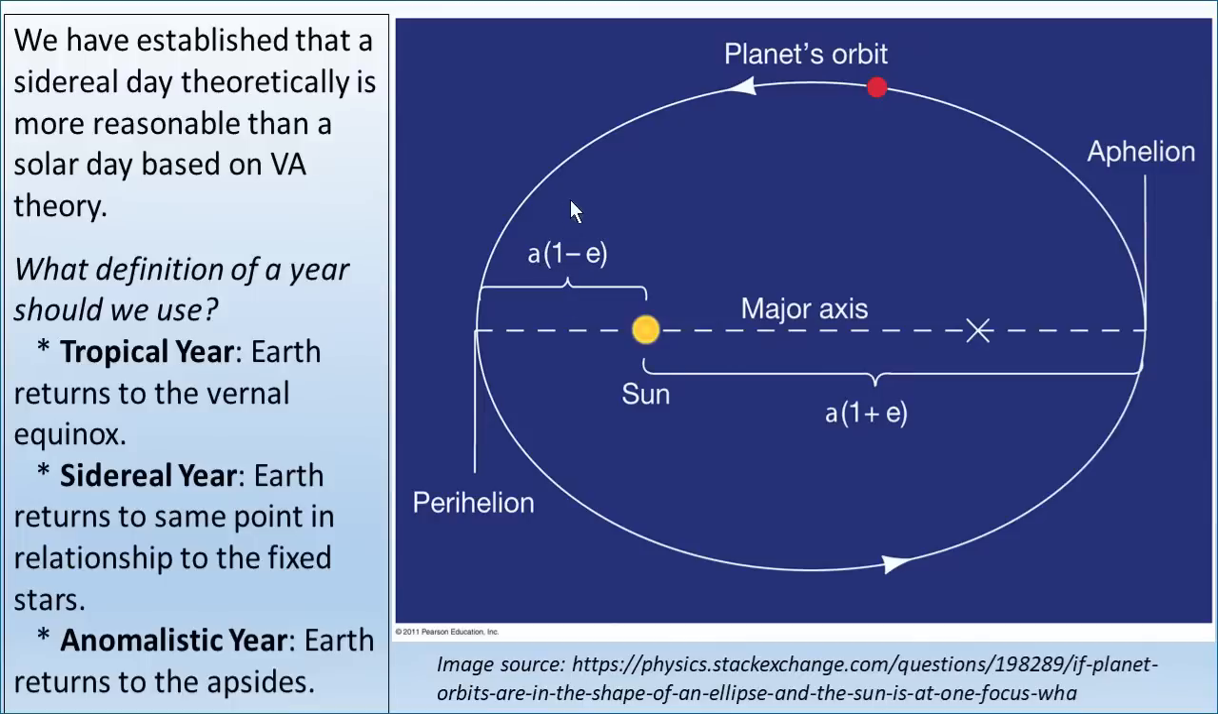And as you know, the Earth's path is an ellipse, this egg shape, and the sun is not at the center. It's at one of the foci, one of the focus points. There are two of them for the sun. It happens to be at one of them. There's nothing at the other one. So this point where the Earth is closest to the sun is called the perihelion, and where the Earth is farthest from the sun is called the aphelion.